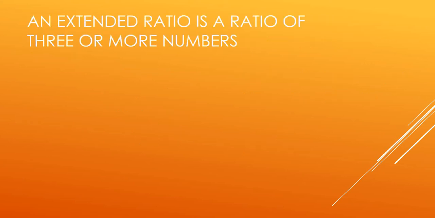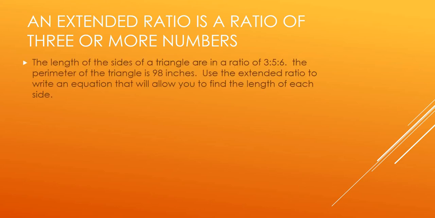Now we're going to look at proportions. Oops, I lied. An extended ratio. So let's look at another type of ratio where we have 3 or more numbers rather than just a ratio of 2. So a triangle has a ratio of 3 to 5 to 6. Those are the ratio of the sides. Now we don't know if they're actually 3, 5, and 6, or if I multiply by 2 I will get 6, 10, and 12. So the ratio is 3 times something, to 5 times something, to 6 times something. And we're going to want that to add up to a perimeter of 98 inches.